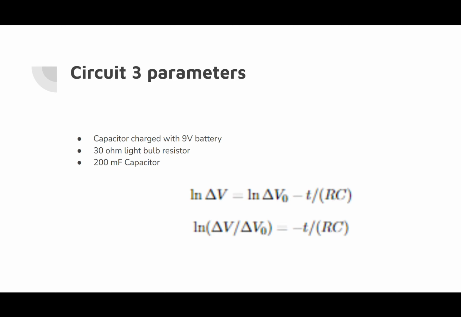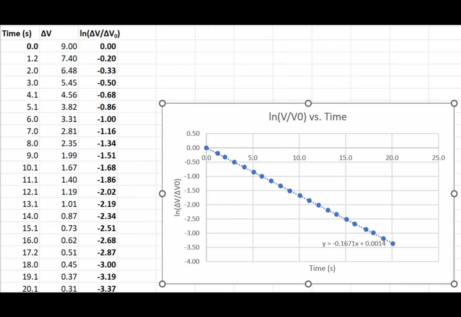For circuit 3, we were attempting to find the time constant RC value. We used a 9-volt battery, a 30 ohm light bulb, and a 200 mF capacitor. This is my chart where we timed 1 second intervals to see how the potential difference changed, and we plotted ln of delta V divided by the initial V value, which was 9 volts. And we got this straight line where the slope is 1 divided by our RC value.